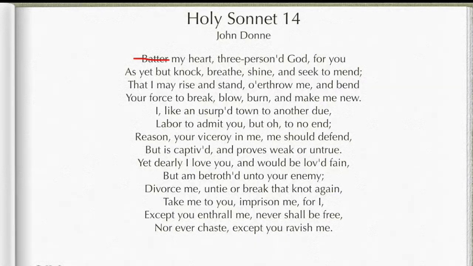This is a tough poem. This idea that we want God, beat me up, God. Take me captive because I'm too weak. My flesh is too carnal. Take me, ravish me. I'm not chaste unless you ravish me. What an amazing line that is.